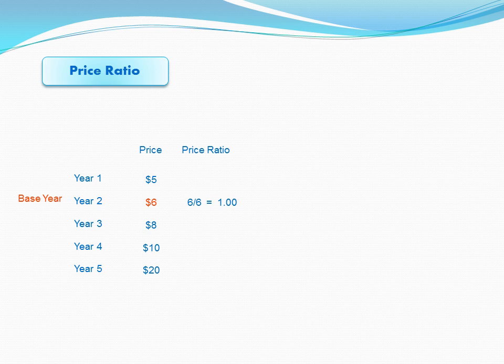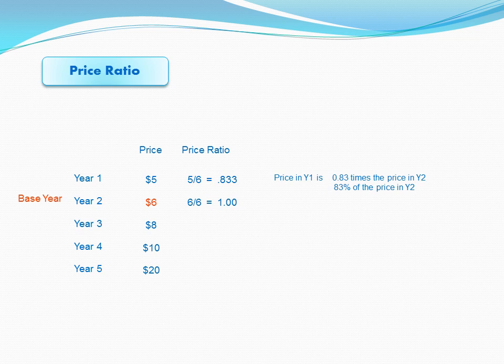If we divide year 2 price by year 2 price, 6 divided by 6, it's 1 to 1, or the price in year 2 is 100% of itself. If I take the price in year 1 divided by the price in year 2, I can see that it's 0.833. That is, it's 83% of the price in year 2.